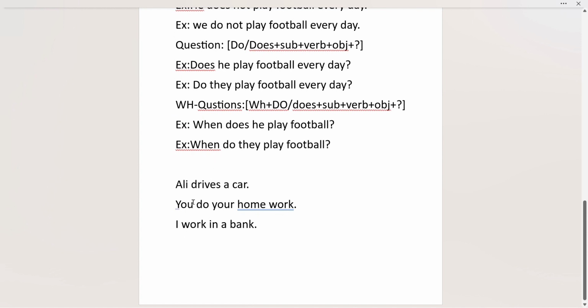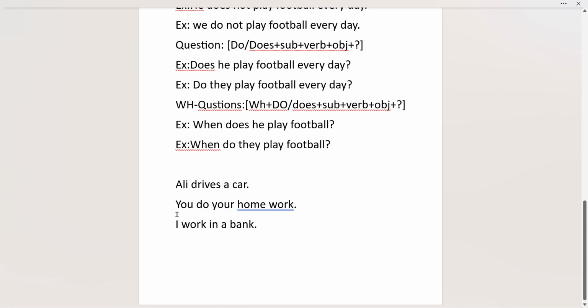I have some more examples here. For example, Ali drives a car. So what did we add here? In this sentence we just add s to the verb, because it shows he drives this car. It is a habitual action, it happens every day. With drives, we just add s here. So when we want to change this into negative, Ali does not drive a car, we skip the s from the verb and we add es with the do here. Does not drive a car.